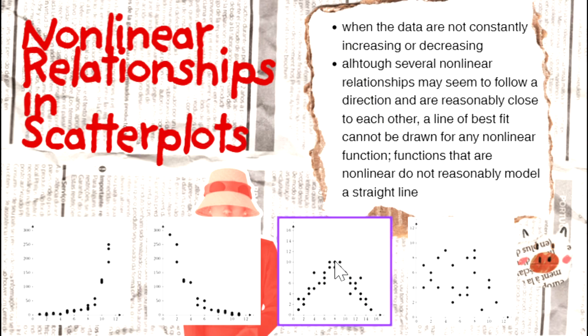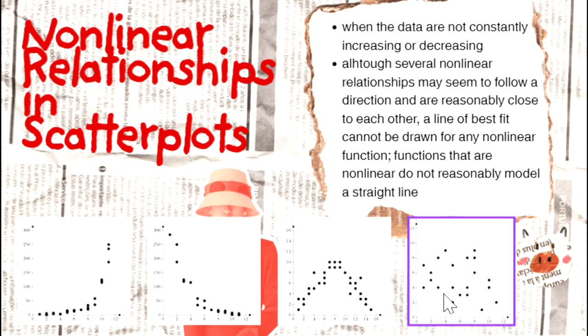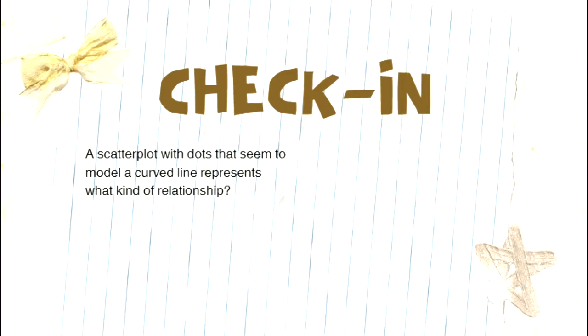This would be a parabola, not straight, and this is just scattered. They're not close enough together to know where the line would fit in here. It could be here, it could be in the middle, it could be up here. That doesn't have a line, okay? Here's another check-in. A scatter plot with dots that seem to model a curved line represents what kind of relationship? So if the dots are curved, it's a non-linear relationship. Has to be a straight line to be linear.